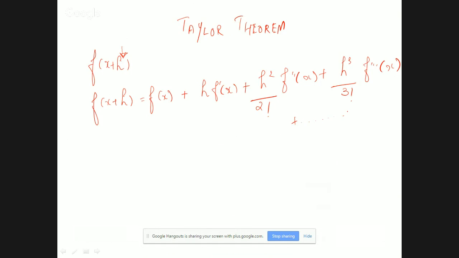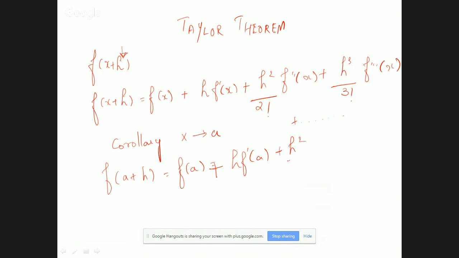Now let me put a corollary. This corollary will be useful when we go for the next theorem. The corollary is, wherever x is there, you substitute a. Then f of a plus h is equal to f of a plus h f dash of a plus h square by 2 factorial f double dash of a, and so on.